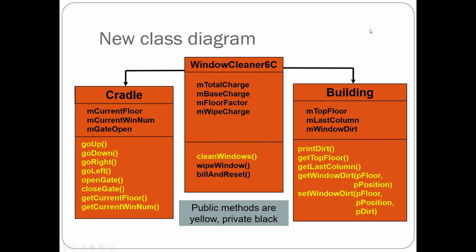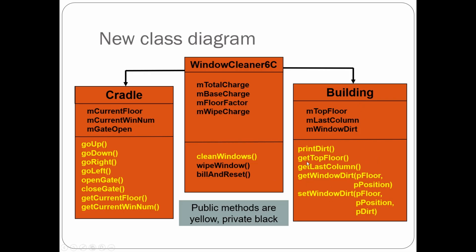Okay, this is what we've got so far. We have in our Cradle class our standard methods for up, down, left and right, and open and close gate, but we've got two accessor methods. Those accessor methods allow us to get the current floor and the window number, which will be privately declared in there, and let, for example, the window cleaner access that information through those methods, not directly.